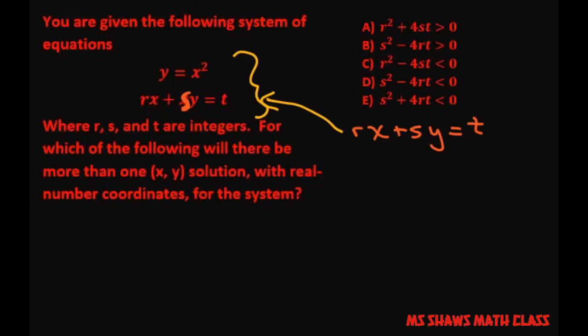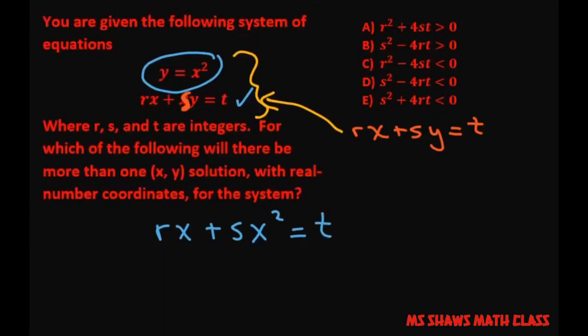So the first thing we're going to do is substitute, and it says y equals x squared. So I'm going to take this equation and write Rx plus Sy. My y is x squared, so I put Sx squared plus Rx equals T.